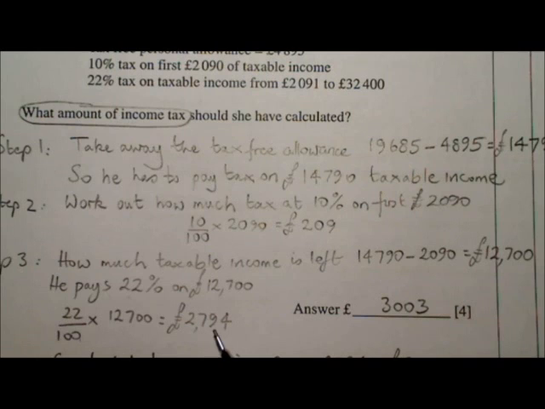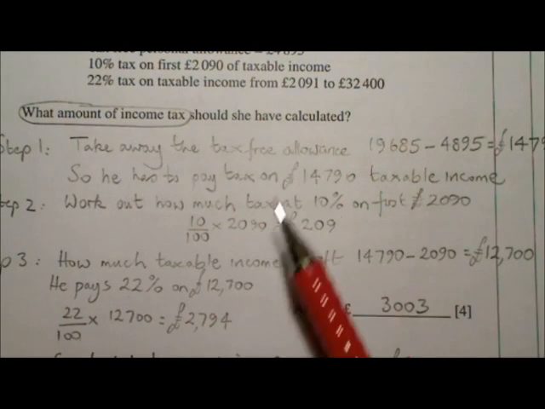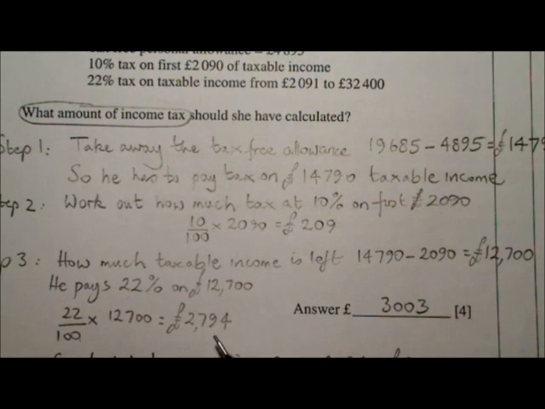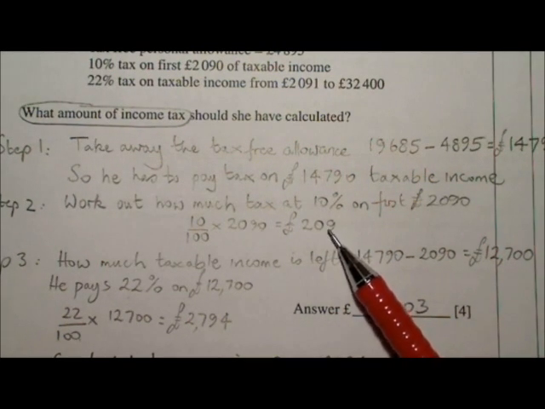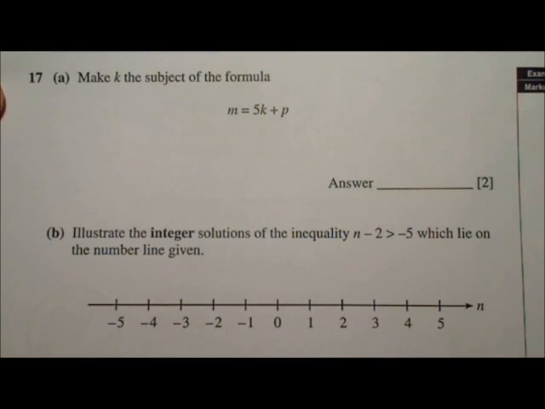Now the question was, what amount of income tax should she have calculated altogether? So we need to add the two amounts of tax. It was 209 on the first part and 2,794 on the second part, and that gives a total of £3,003.